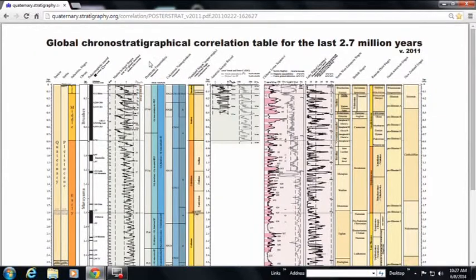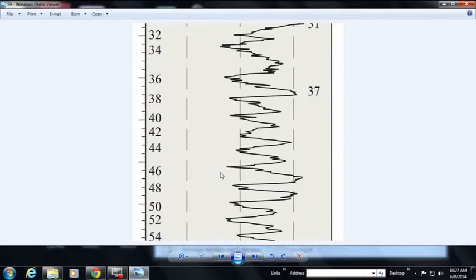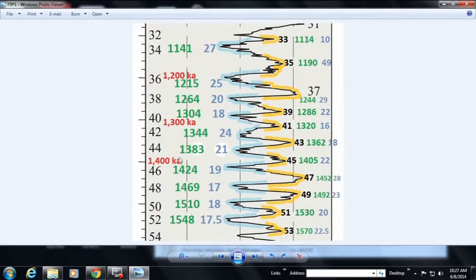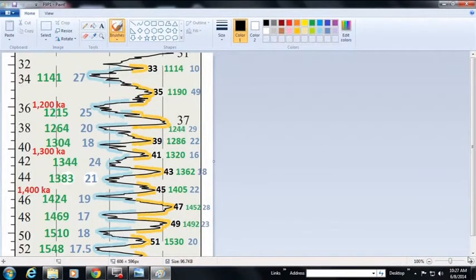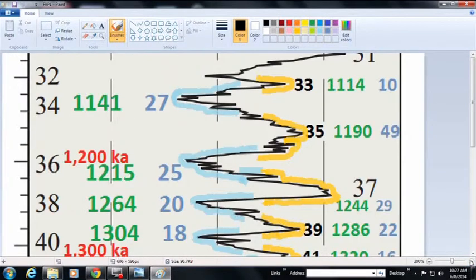We will start out here with the marine isotope stages portion of this global chronostratigraphical correlation table for the last 2.7 million years. Version 2011. So far I have only worked with the time frame between MIS stages 54 and 33.